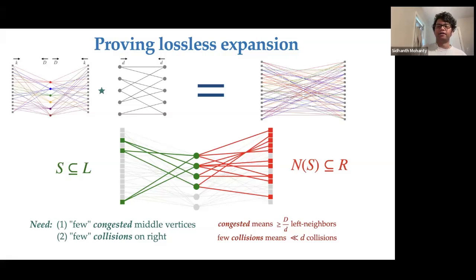All right, so I don't want to get too quantitative here so that I'm not confusing. So maybe for now let's only think of the two qualitative statements that we need: a few congested middle vertices and few collisions on the right.